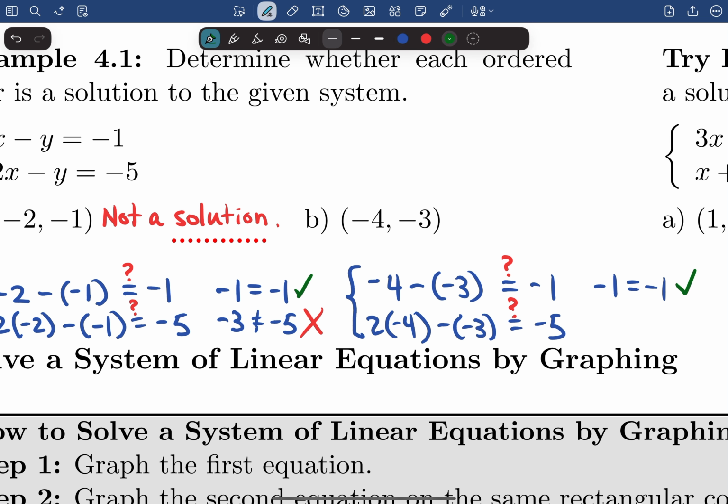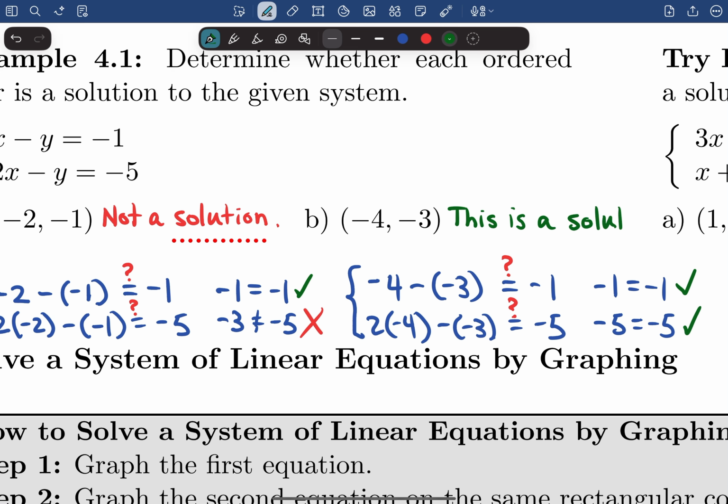Check, it worked. But we need to check the second equation. So 2 times -4 is -8, and -8 plus 3 is -5. I get a statement that says -5 equals -5. All right, look at that. So both equations are true in this case. So I will say this point, -4 comma -3, this is a solution.